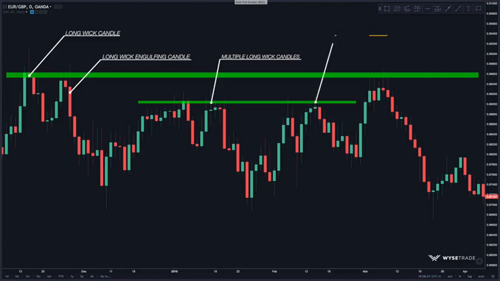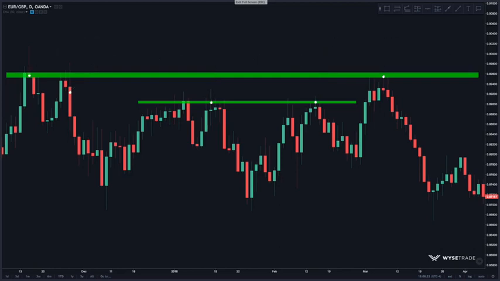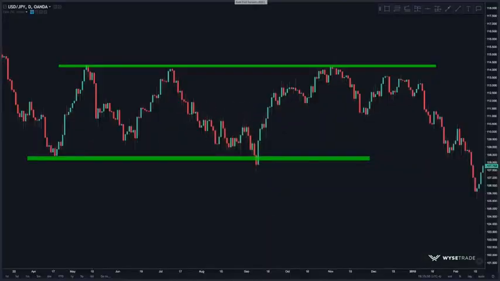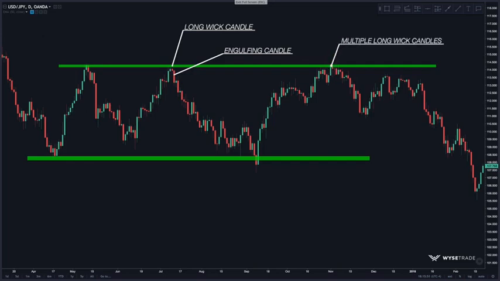Again, multiple candles rejecting this area before dropping down. And again, multiple long wick candles rejecting this resistance before tanking downwards. Here we have resistance followed by a long wick candle and then an engulfing candle, and price tanks down. On the right here, we have a multitude of long wick candles rejecting this resistance before tanking downwards. And again, support down here, we have an engulfing candle and then price takes off upwards.